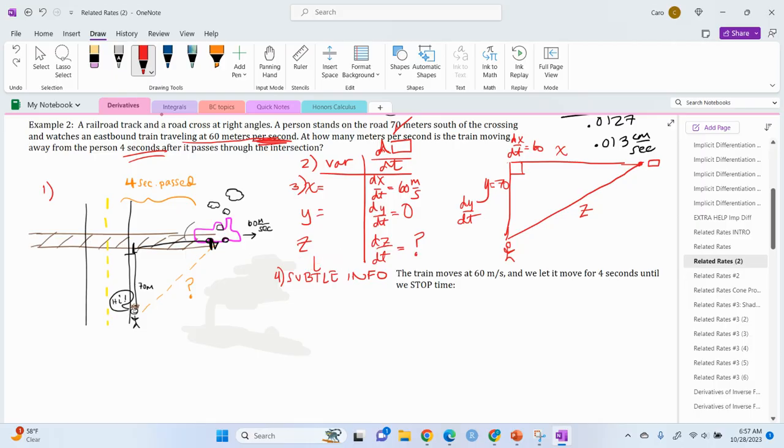Time is going to help me fill out my table and get me my missing information. So all I know is that y is 70. This is missing, and this is missing as well. So let's think about how can I get x and z?